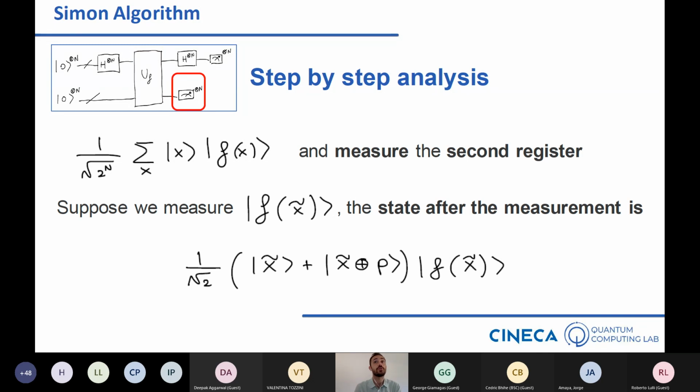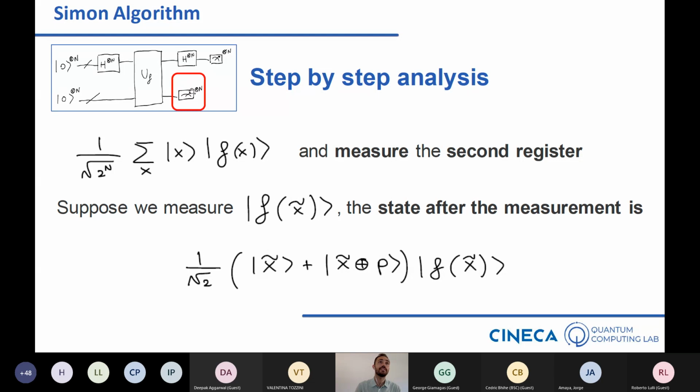Now, what we do is measure the second register. So suppose we measure f of x tilde. We obtain the result associated to some unknown f of x tilde, I mean, associated to some input x tilde. So the state, which initially was this one, after the measurement collapses to this state here.